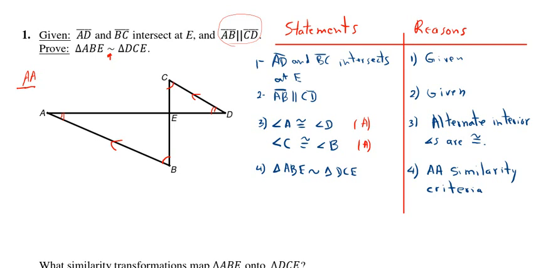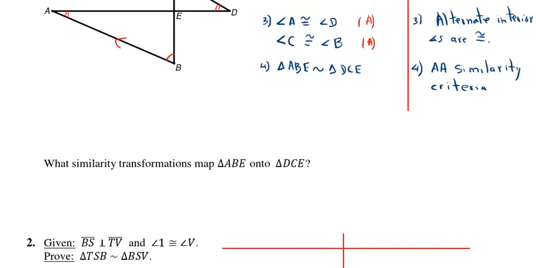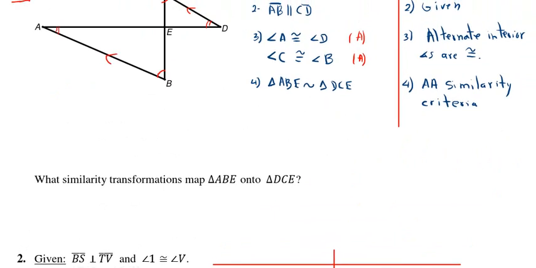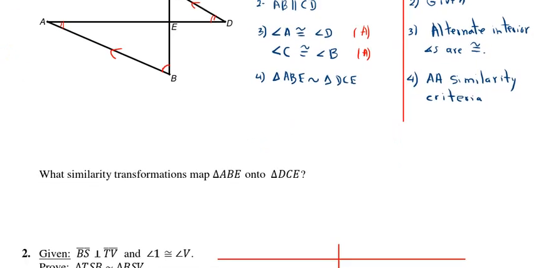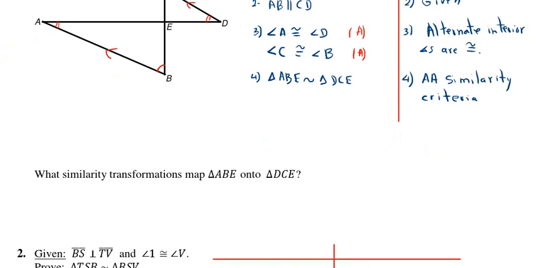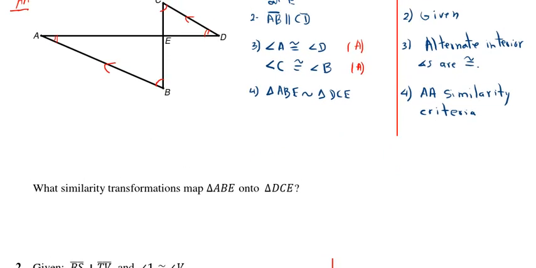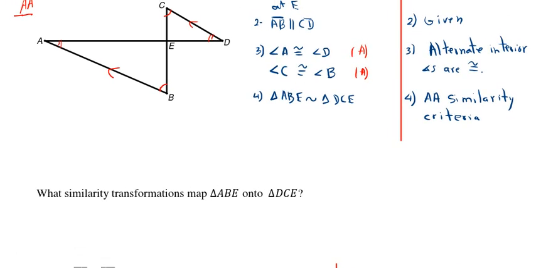Okay, so number 2. Oh no, we haven't finished yet because this question actually has another part. It says, what similarity transformations map triangle ABE onto triangle DCE? What transformations would take us from triangle ABE onto triangle CDE? What can we do to get from this triangle to the other one?